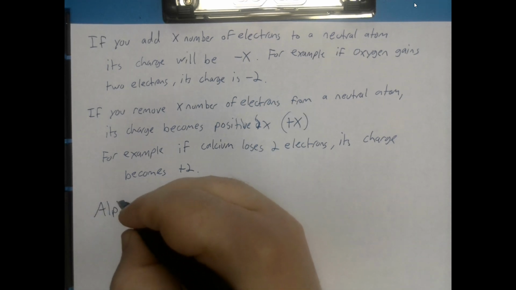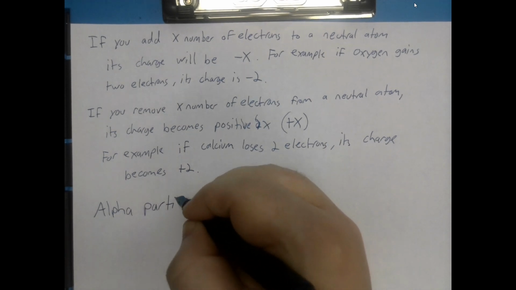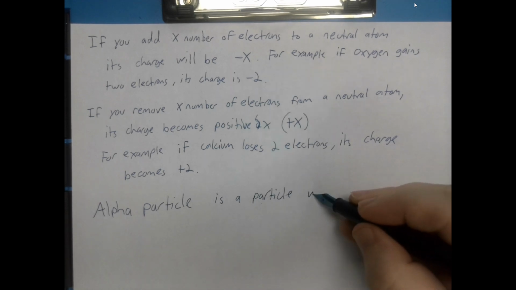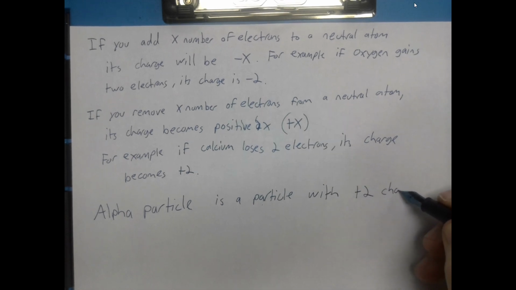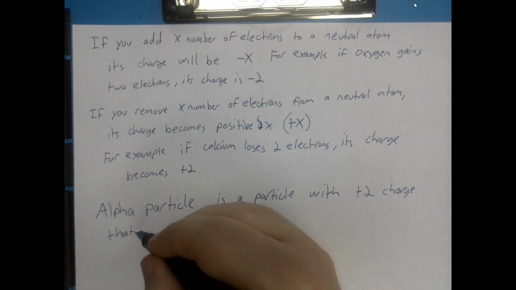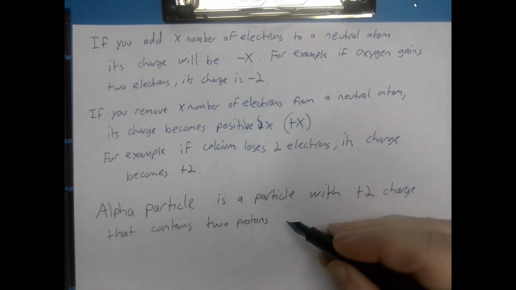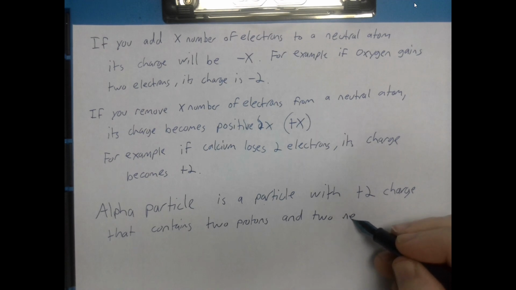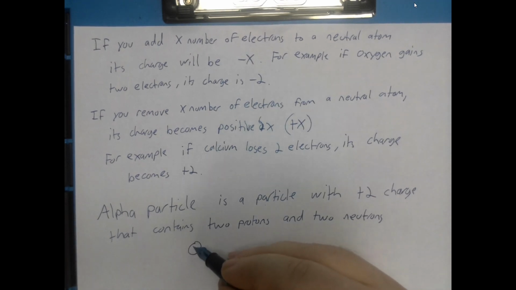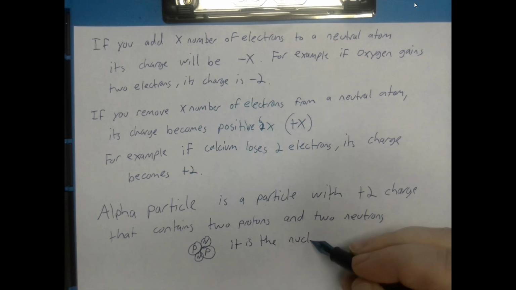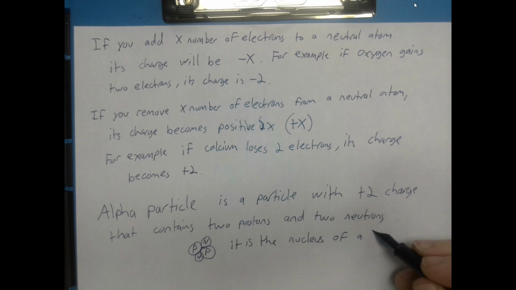An alpha particle is a particle with +2 charge that contains 2 protons and 2 neutrons. It is the nucleus of a helium atom.